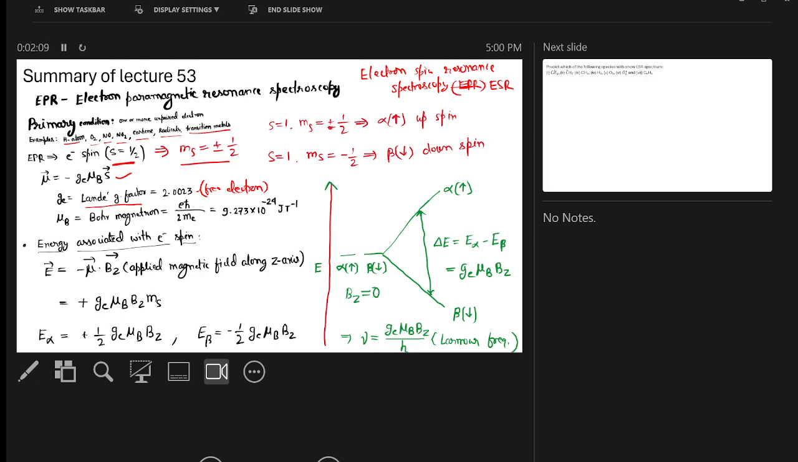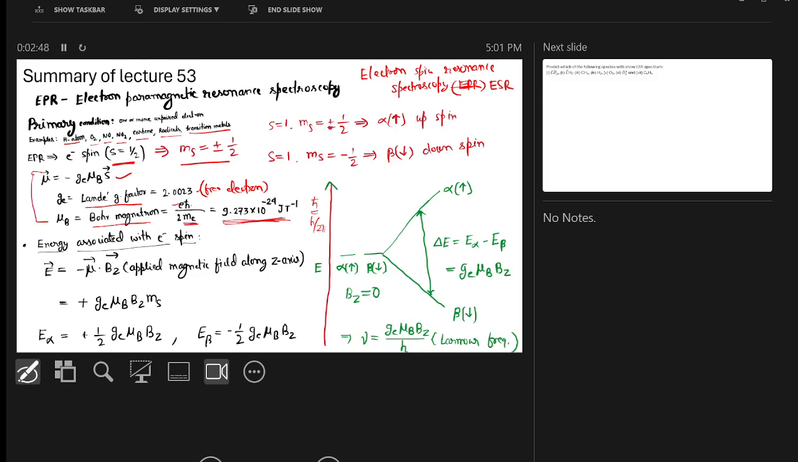So for a free electron, this value is 2.0023, and this mu B is called the Bohr magneton, which is given by this expression, e h-bar by 2 m e, where e is the charge on the electron, h-bar is h by 2 pi, where h is Planck's constant, and m is the mass of the electron. If you solve by substituting everything, you can use h-bar equal to h by 2 pi, and you will get this value. So the magnetic moment associated with the electronic spin we can calculate using this equation.